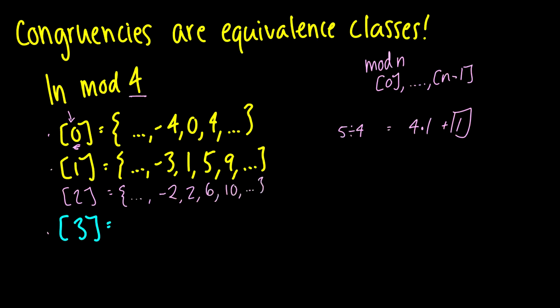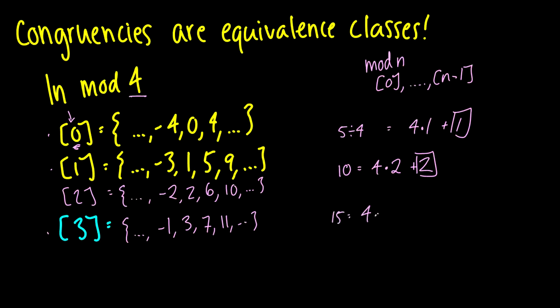In fact, if we take 10, this is equal to 4 times 2 plus 2. So again, we have the remainder 2 for this equivalence class. And for 3, this should be pretty easy to generate now: -1, 3, 7, 11, so on and so forth. And if we take the number, let's take 15, we see this as 4 times 3 plus 3, which is a good representation of the equivalence class.